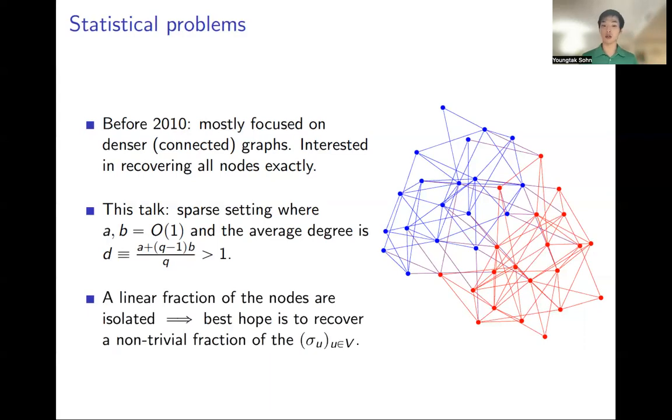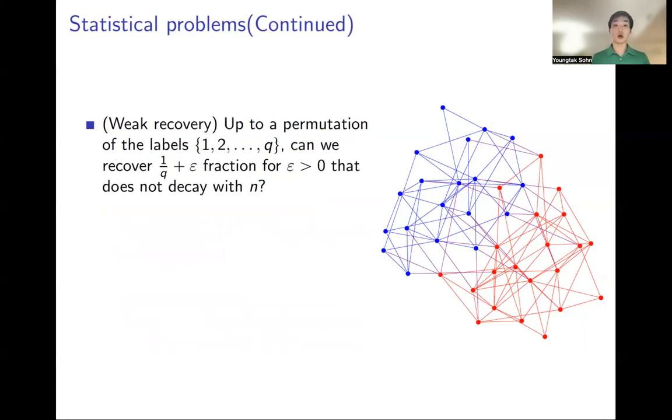In this sparse regime, a linear fraction of the nodes are isolated. That is, they don't have any adjacent edges, so we cannot hope to recover the communities of these isolated vertices. The best hope is to recover a non-trivial fraction of sigma u. This recovery is called weak recovery. Note that if you have these blue labels and red labels, because the model is symmetric, we can permute them, and we will not be able to tell which is blue and which is red. So we only hope to recover up to a permutation of the labels. Up to a permutation, the question is, can we do better than random? That is, can we recover a 1/q plus epsilon fraction of the vertices for some epsilon that does not decay with n? This weak recovery is opposed to strong recovery, where one hopes to recover most of the vertices, which is not possible in the sparse regime.